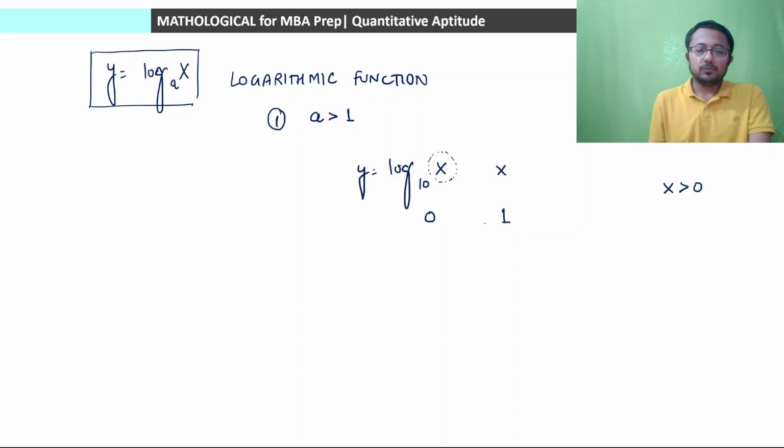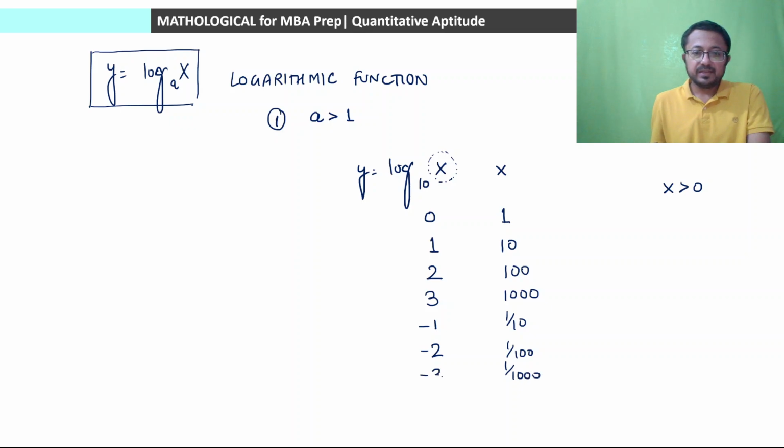If we take x equal to 10, log of 10 on the base 10 will be equal to 1. For x equal to 100, there is a steep increase from 1 to 10, 10 to 100. Log of 100 on the base 10 will be equal to 2. 1000, log of 1000 on the base 10, since 1000 is 10 cube, this will be 3. If we take x equal to 1 by 10, log of 1 by 10 on the base 10 will be -1. 1 by 100, -2. 1 by 1000, -3, and so on.